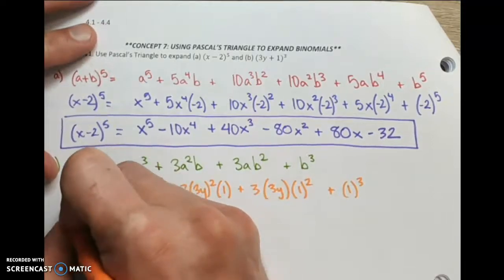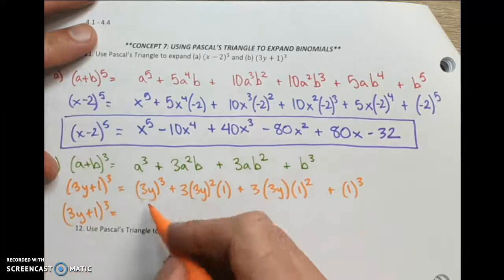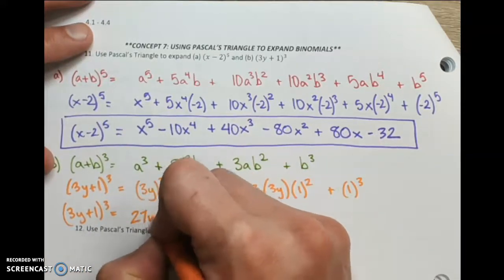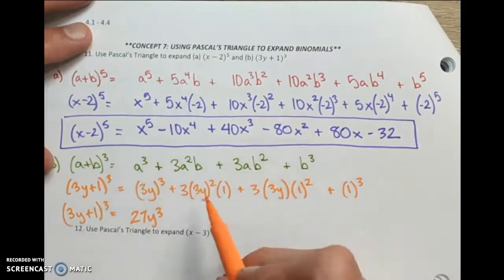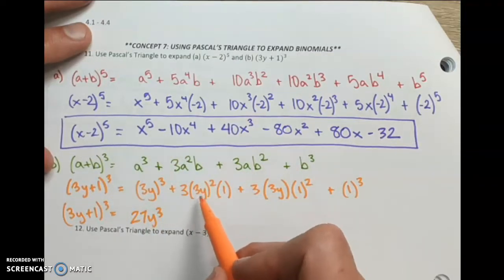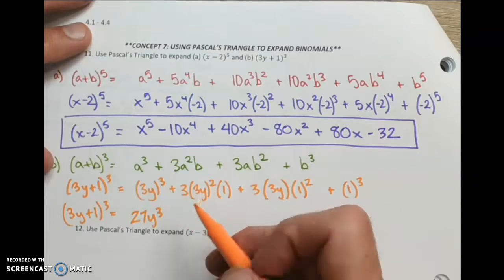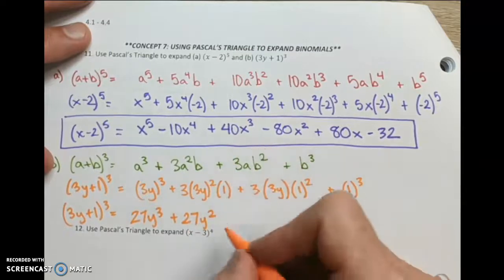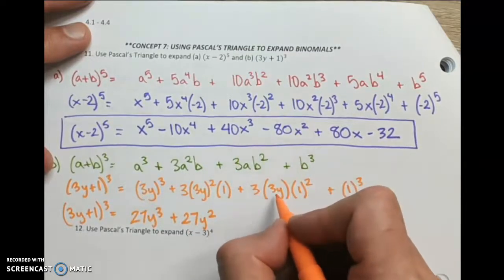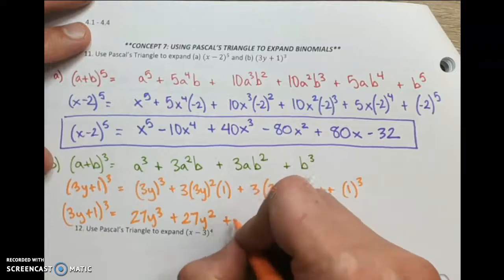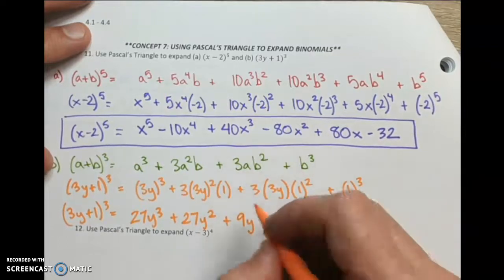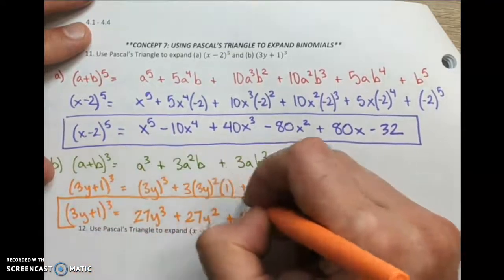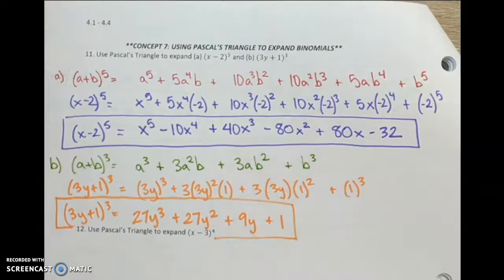3y plus 1 cubed is equal to 3y cubed. 3y times 3y times 3y is 27y cubed. 3y squared is 9y squared times 3 is 27y squared. 3y times 3 times 1 is just 9y. And 1 cubed is 1. And voila. We have our answer right there.